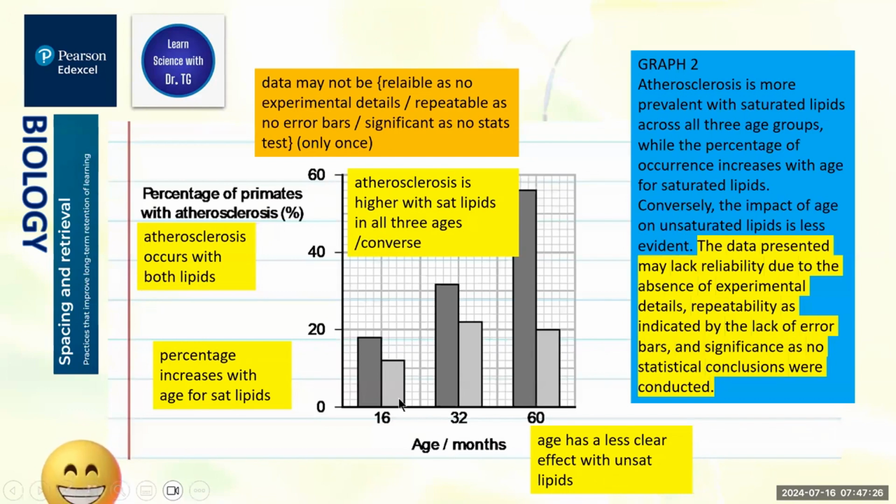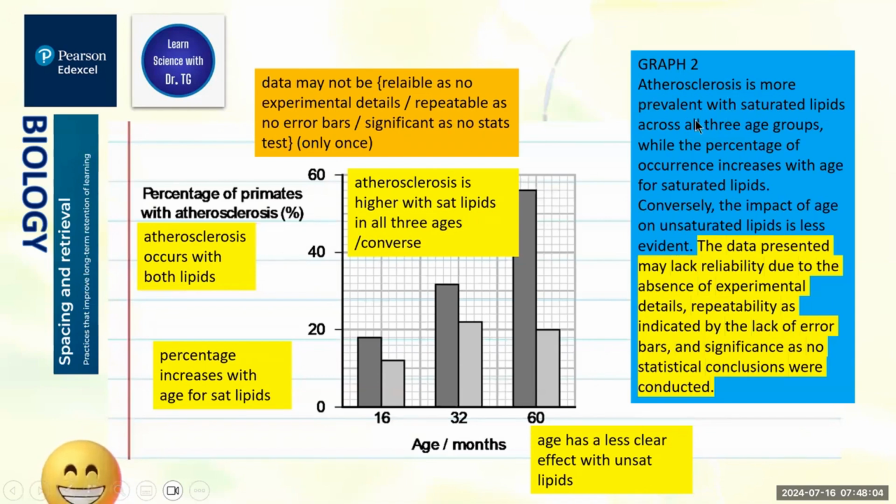So now you can see this graph and this graph. Here, comparing 32 and 60, you can see at 60 the percentage decreases. So here percentage decrease, here increase, then decrease. So rather than saying increase and decrease, we say less clear effect with unsaturated lipid. Then the statistical part: data may not be reliable as no experimental details, repeatability, error bars, significance, nothing.